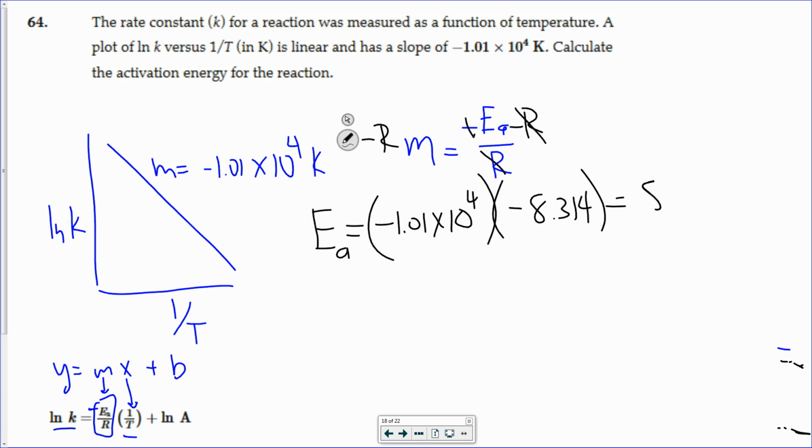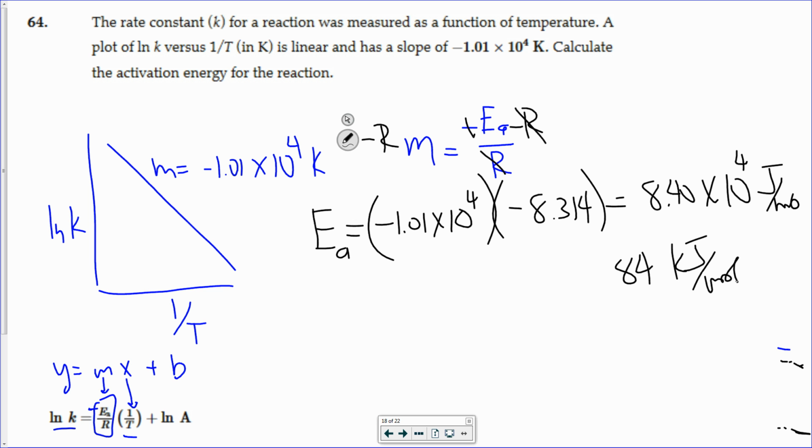And it's 8.40 times 10 to the 4th joules per mole, or 84 kilojoules per mole. We put in kilojoules per mole.